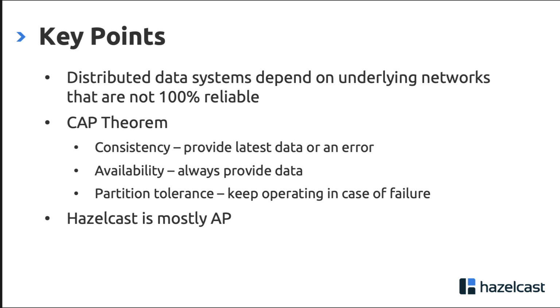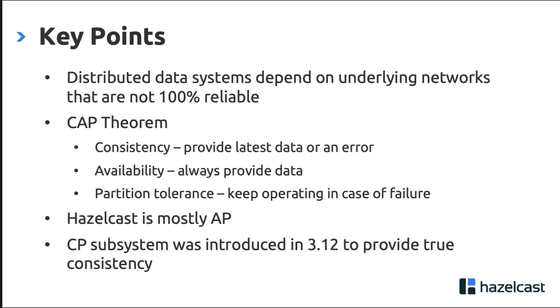The Hazelcast platform is predominantly AP, preferring to return data whenever possible. Consistency APIs were available to provide a level of CP operation. In 3.12, we introduced the CP subsystem to provide true concurrency capabilities in the Hazelcast platform.